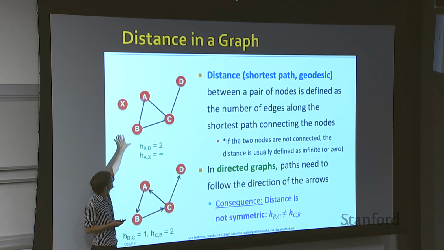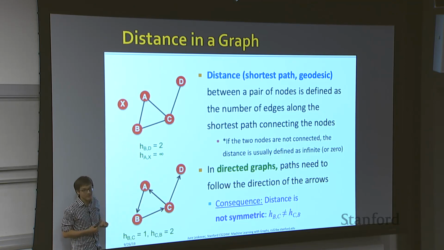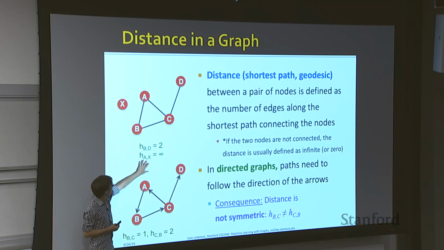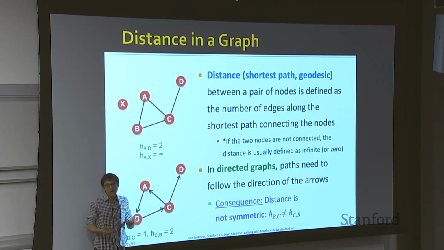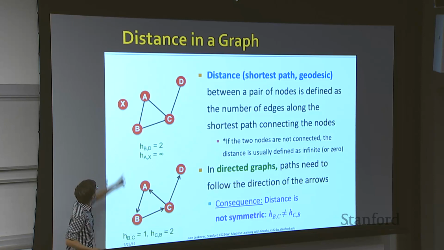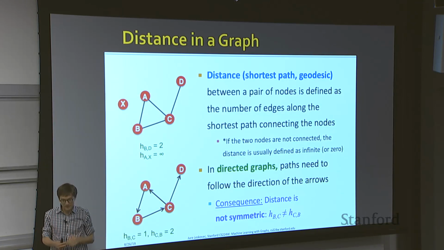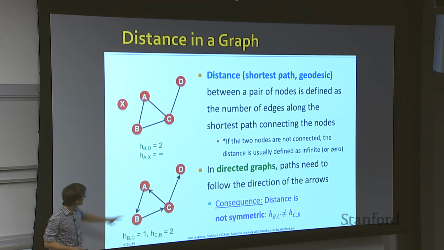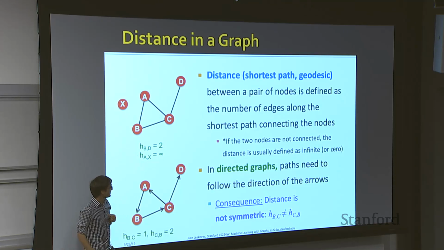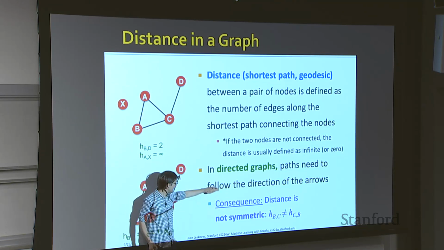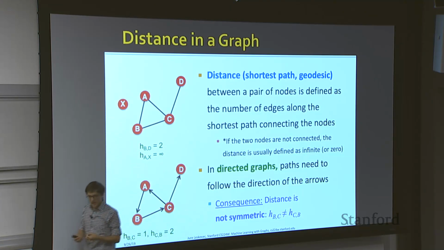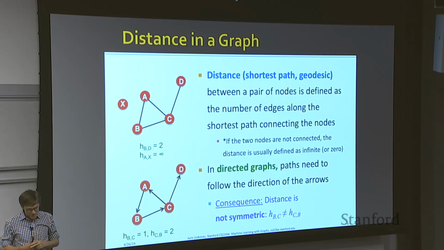If my graph is not connected, or it's disconnected like here, then the shortest path distance between nodes that are in different connected components is defined as infinite, or it's kind of undefined, right? There is no way for me to get from node X to node A by traversing edges. So this is in undirected graphs, right? And then in directed graphs, the definition is the same, but now the path has to obey edge directions.